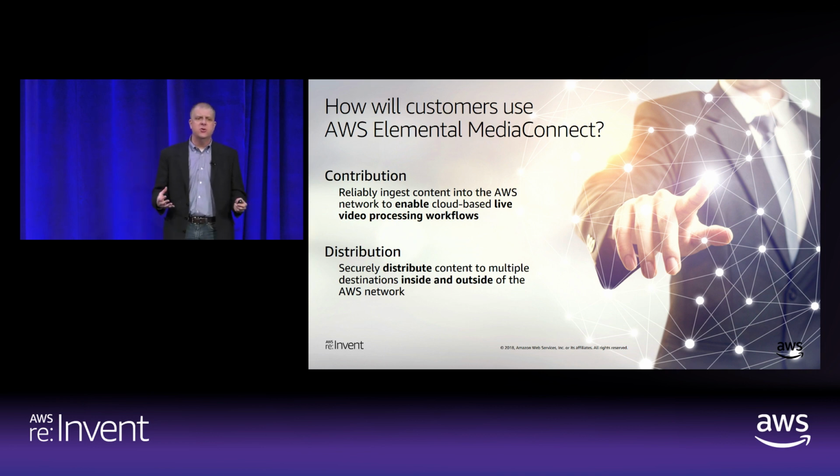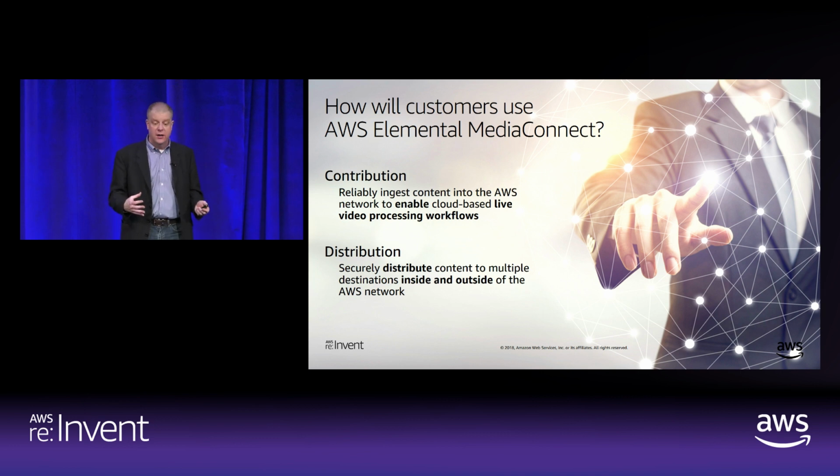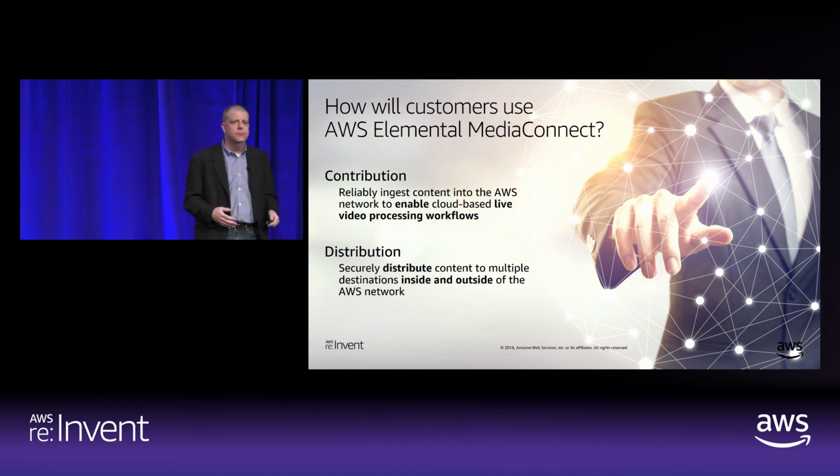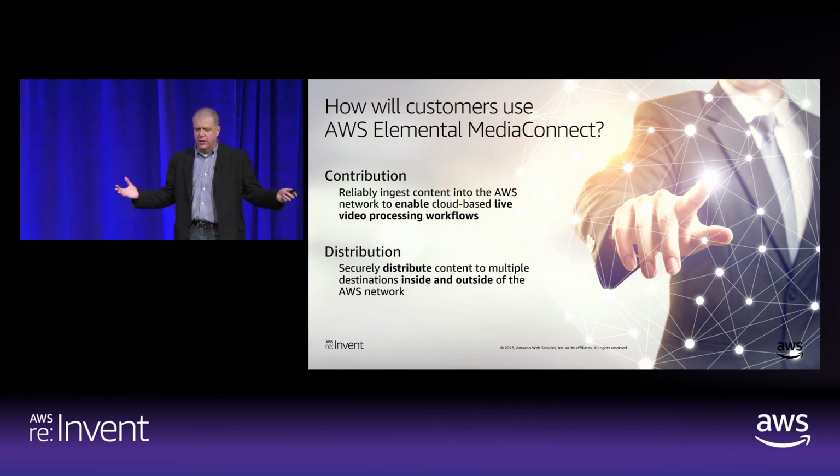The first is contribution workflows. These are workflows where customers need to reliably ingest live video data into the AWS network for video processing or downstream processing. So for example, you might have a production truck at an event site, or you might have a studio facility where you need to get video in, remote affiliates, get video into AWS. AWS Elemental MediaConnect is a tool that allows you to do that securely, reliably, and cost-effectively.